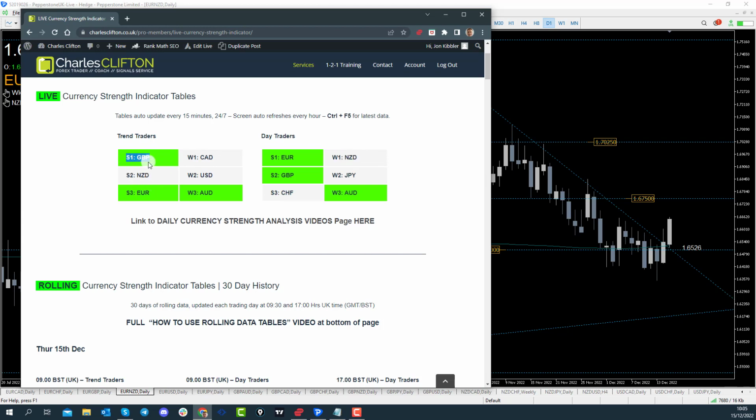We've got pound topping the table. It's then followed by the New Zealand dollar, followed by the euro. On the weak side of the trend traders, we've got the Canadian dollar. That's followed by the US dollar, followed by the Australian dollar.